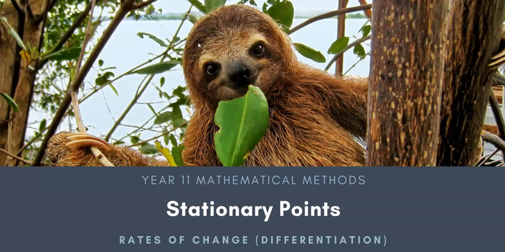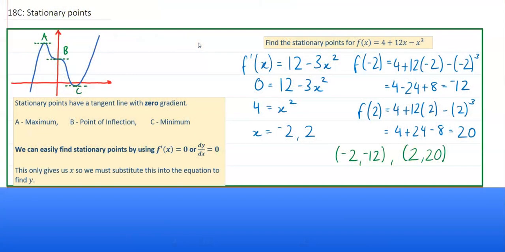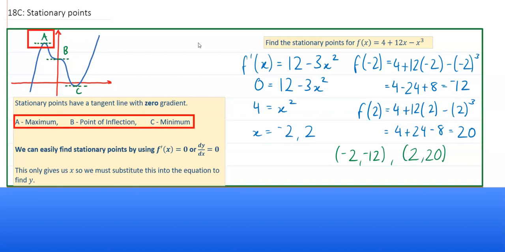Today we're looking at stationary points. So there's three different types of stationary points. We can have maximums, points of inflection, and minimums. So you can see all of those here.